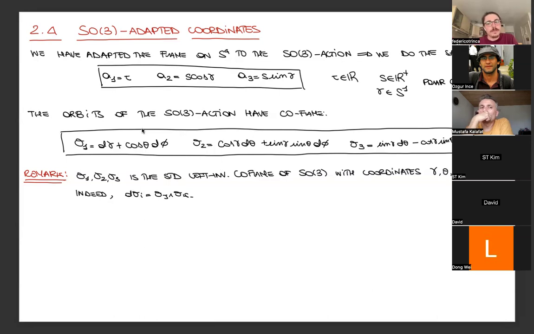So in other words, what's going on here, I have gamma, theta and phi as coordinates for my SU(2) action, and sigma 1, sigma 2, sigma 3 are the standard coframe of SU(2). And this is something you can check by computing d sigma 1 and sigma 2 wedge sigma 3 and cyclic permutations of that.